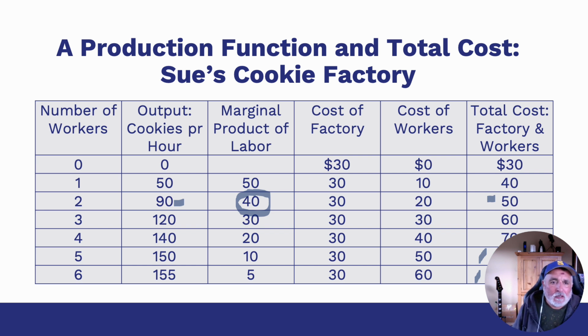All right, so one more just to be sure. So the next day, 3 workers. Total output is 120. The marginal product of labor of the third worker is 30. The fixed cost is exactly the same. The wage cost is $30, and our total cost is 60.